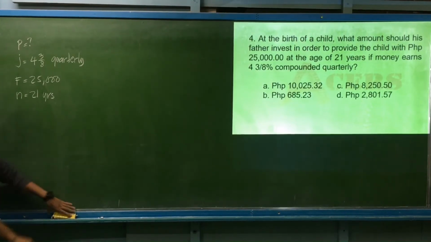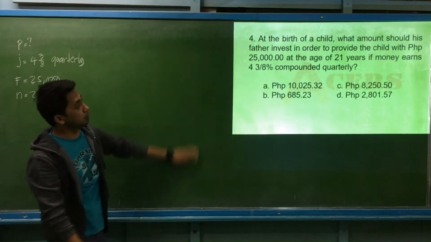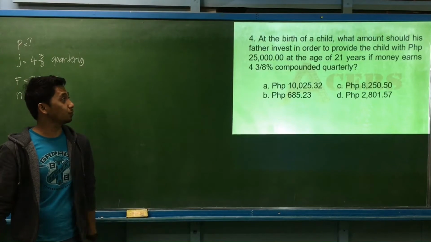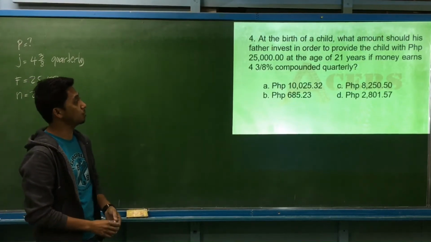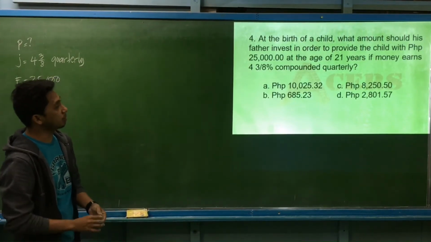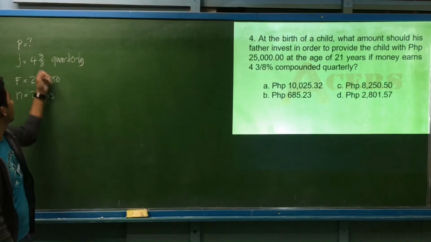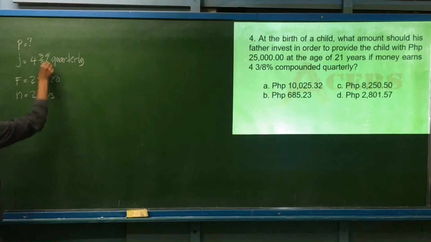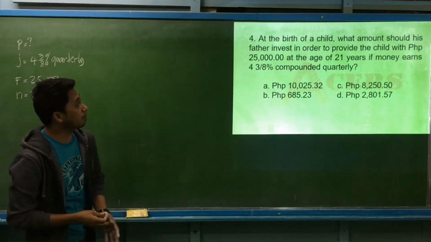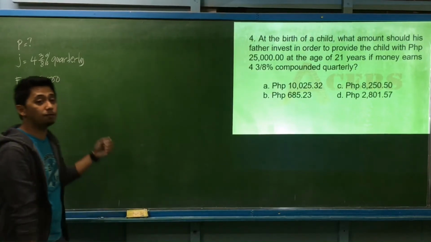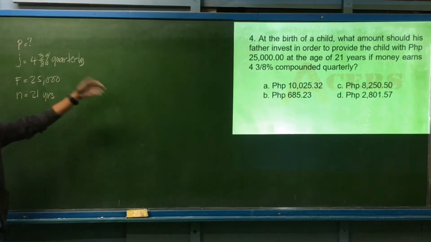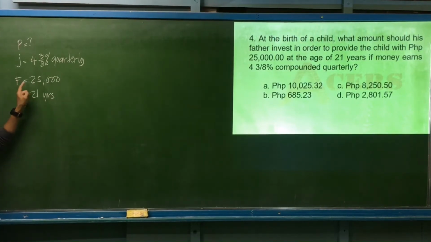Okay, so our next example. At the birth of a child, what amount should his father invest in order to provide the child with 25,000 pesos at the age of 21 years if money earns 4 and 3/8% compounded quarterly? Based on the question, we are looking for the present amount, and the 25,000 pesos at the age of 21 years is the future amount.